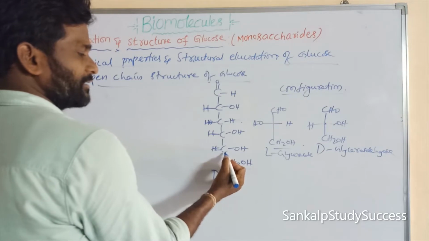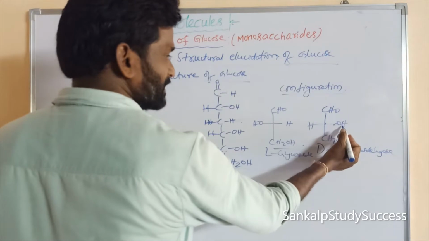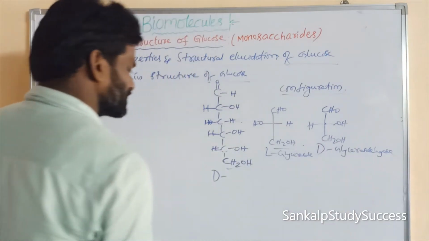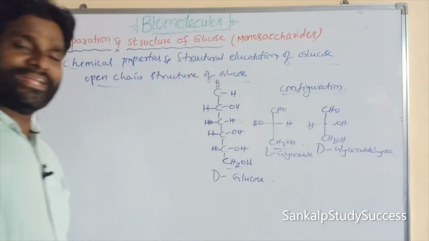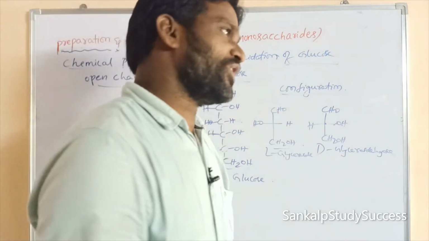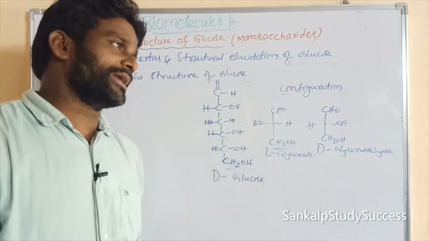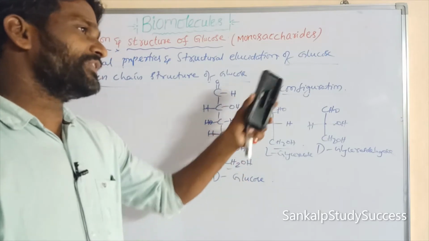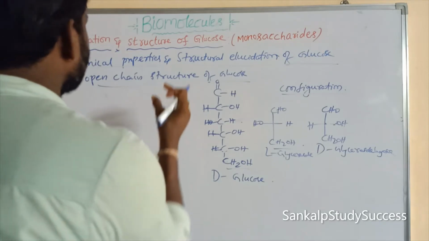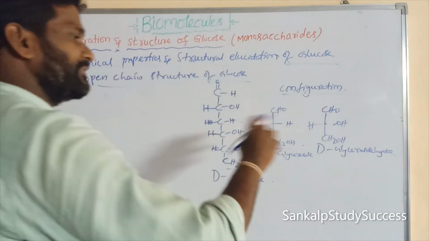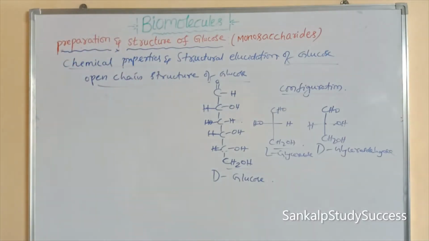At the asymmetric carbon, the OH is present on the right side, so that is said to be the D series. So this is D-glucose. Here D is not dextrorotatory, and L is not levorotatory. Here D is the configuration. So the configuration of glucose is compared with D-glyceraldehyde. So this is D-glucose.